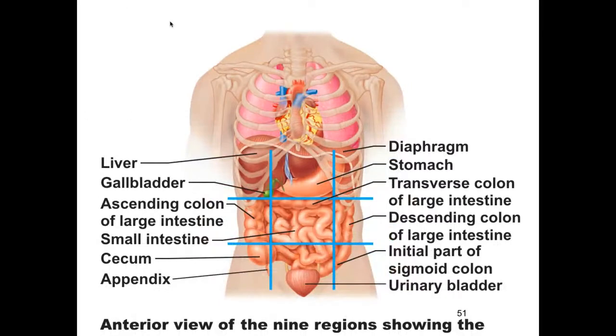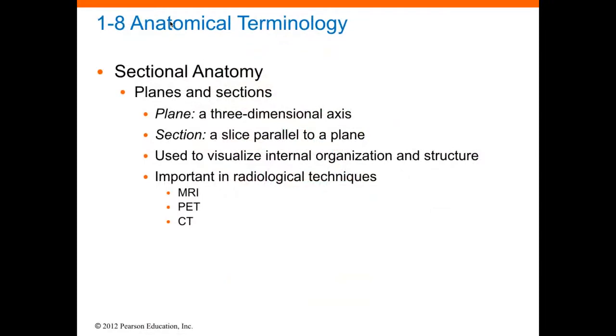So again, this is a really nice picture because it shows you the anatomy that is located here. In this case, it's nine regions. But if you draw the line in the center and straight across, then you have your four quadrants.